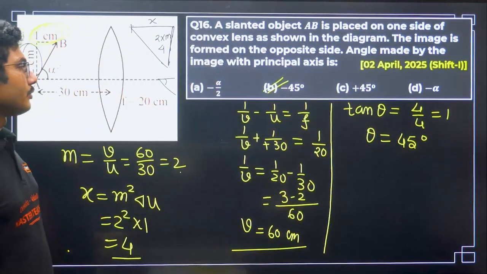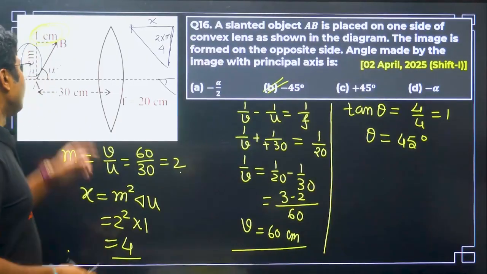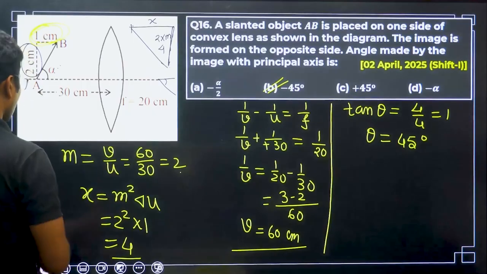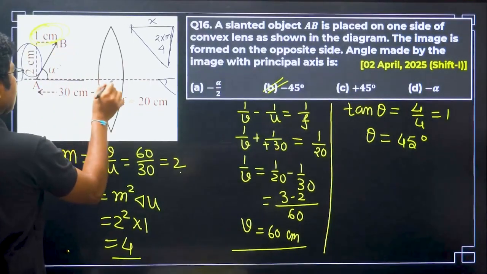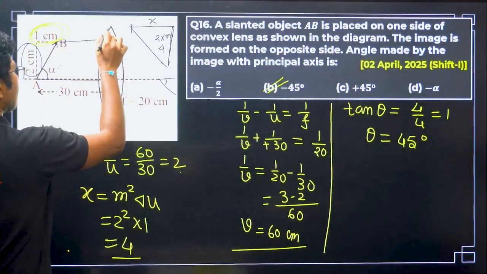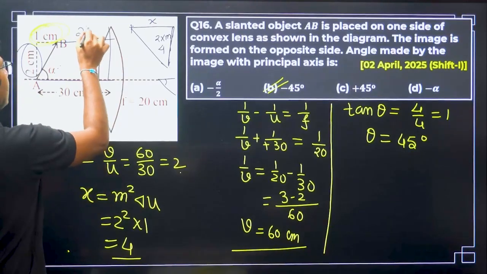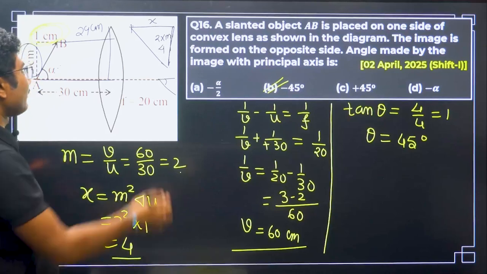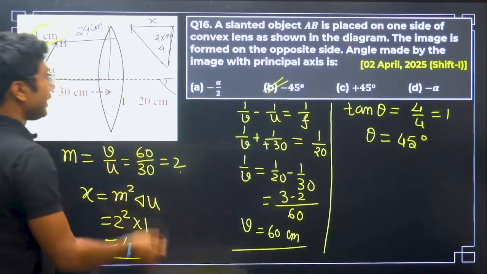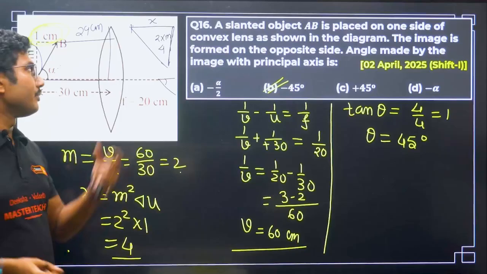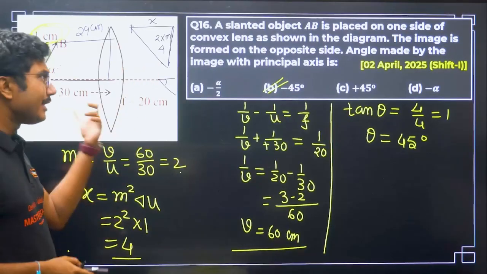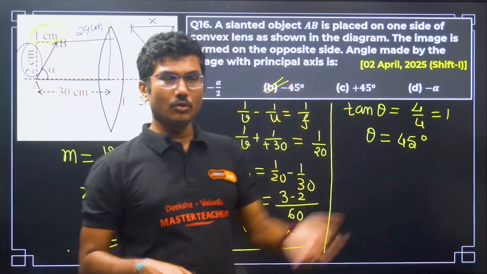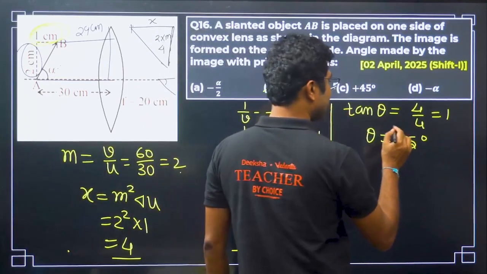Now, if you do not want to use this formula, there is a slightly more complicated, longer method. This distance is 30 centimeter, so this distance will be 29 centimeter. Again, you have to use the same formula, calculate V and find the difference between this V and the second V. That will give you the x value. If you use that method, the angle will not be exactly 45 degree, but it will be very close to 45 degree.